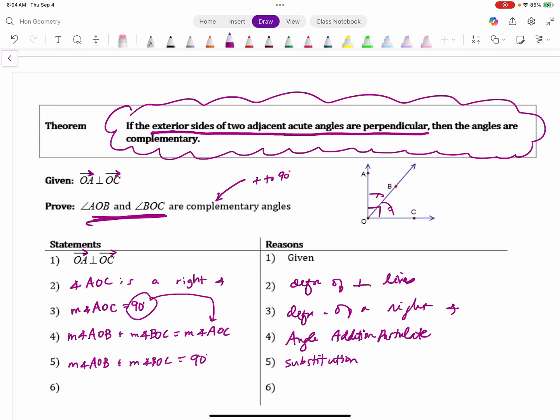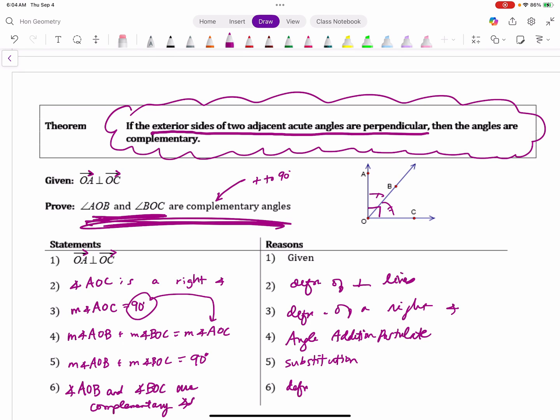And then since the measure of angle AOB plus the measure of angle BOC is 90 degrees, well, that's the definition of complementary angles. So now I can say, and I need to say it exactly like what it says to prove, that angle AOB and angle BOC are complementary angles because the definition of complementary angles tells me so. Ooh, that looks weird.